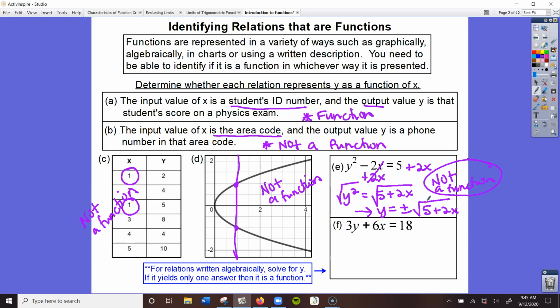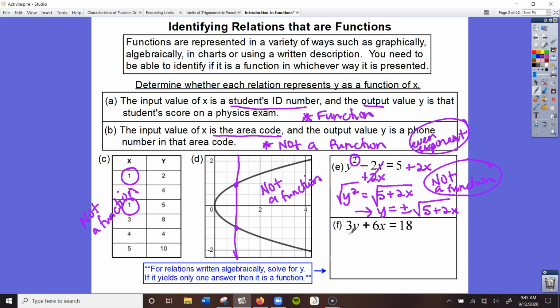Now the shortcut for this is that we're going to focus on the y value when we have equations. If the y value has an even exponent, then it is not a function. And that's because if it's an even exponent, we would have to get the square root or the fourth root or the sixth root, whatever root, and it would always be plus or minus, giving us two y values for the same x. So that's a shortcut.